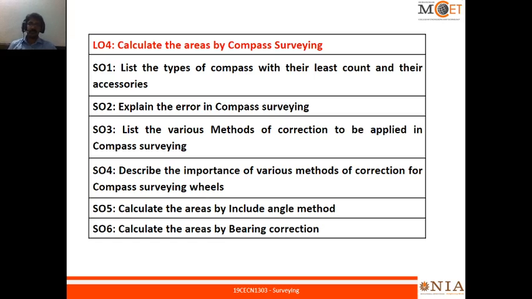It can be split into the following specific outcomes. From that we can list the types of compass with their least count and their accessories, explain the errors in compass surveying, various methods of correction to be applied in compass surveying, and the importance of those methods. Then with respect to those methods, how we can calculate the area by the included angle method and the bearing correction. In this video we try to complete the first SO1 and SO2 alone, right?